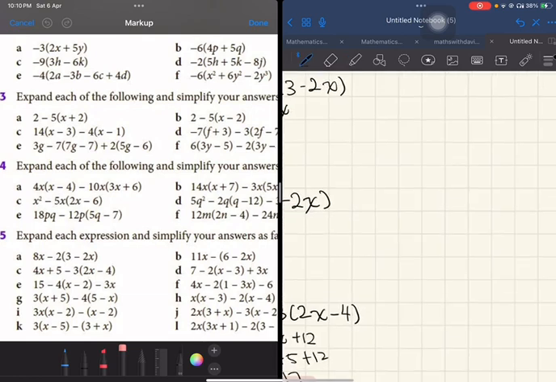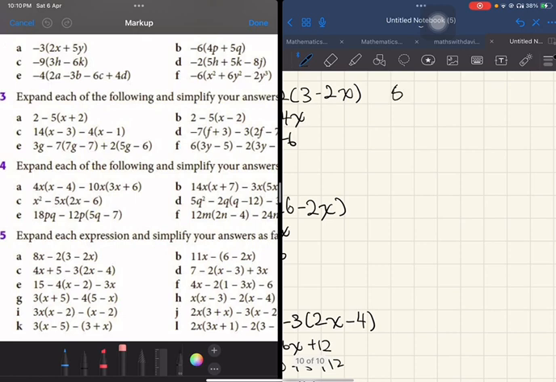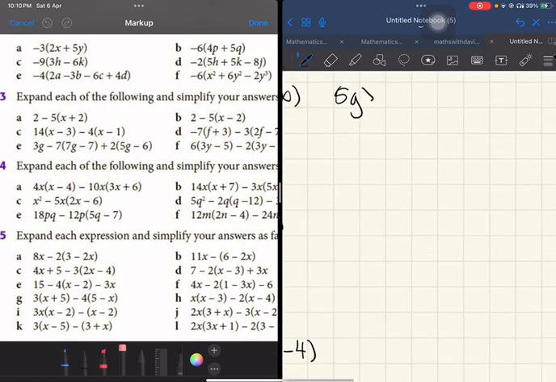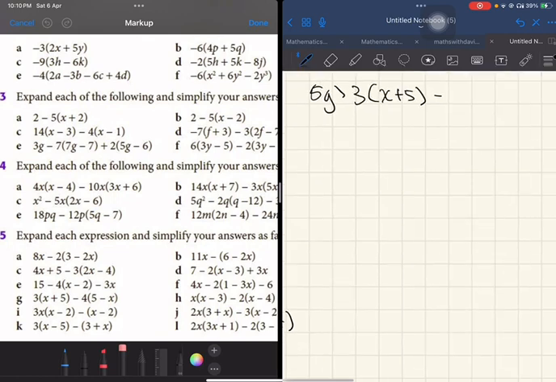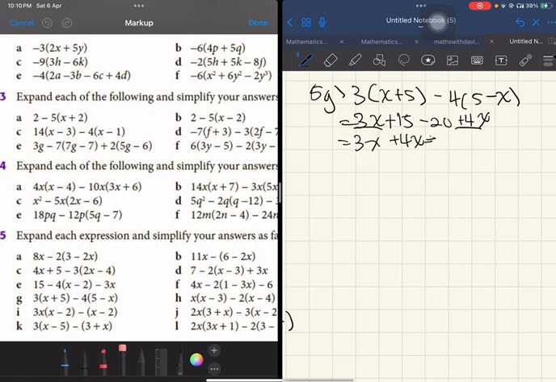Okay, now we're going to move on to 5G. Oh god, okay. 3x plus 5 minus 4 times the bracket 5 minus x. Okay, so distribution method: 3x plus 15 subtracted by 20 plus 4x. Okay, combine the like terms. 3x plus 4x plus 15 minus 20, 7x minus 5.